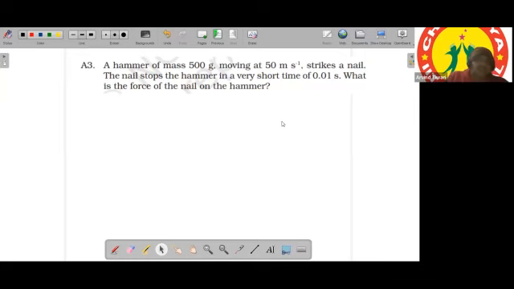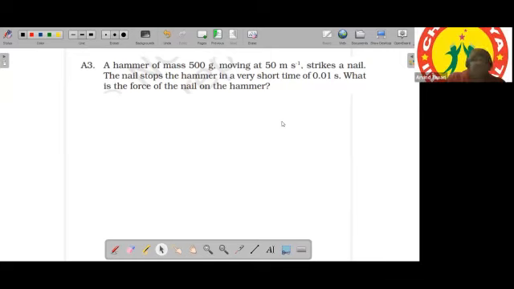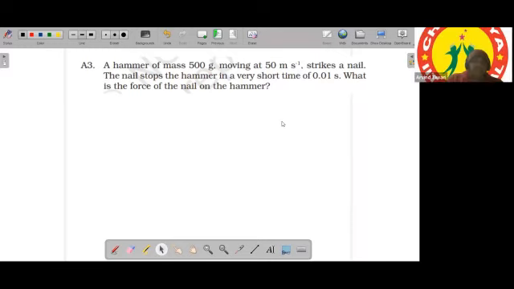Siddhisri, you're not concentrating. Can you find out the acceleration here? Siddhisri, I'm talking to you. Can you find out the acceleration? Sir, I'm doing it. You are doing. Okay, just tell me what is the initial velocity of the hammer? From the question, tell me the initial velocity of the hammer.